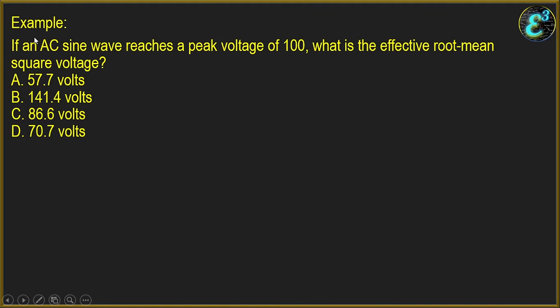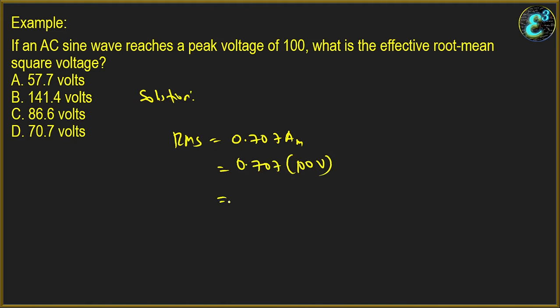Okay, so we have this example. If an AC wave reaches a peak voltage of 100 volts, what is the effective root mean square voltage, or the RMS voltage? Solution. We have RMS equals 0.707 times Em, so 0.707 times 100 volts. This will be equal to 70.7 volts.